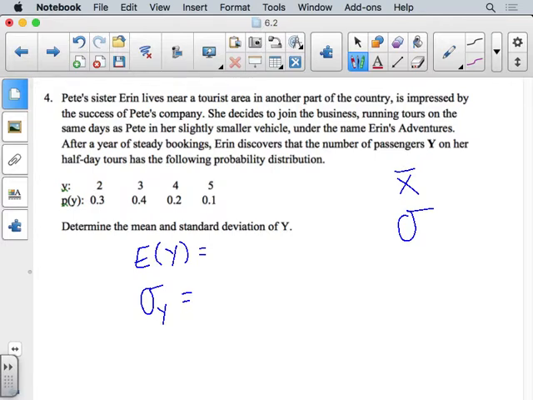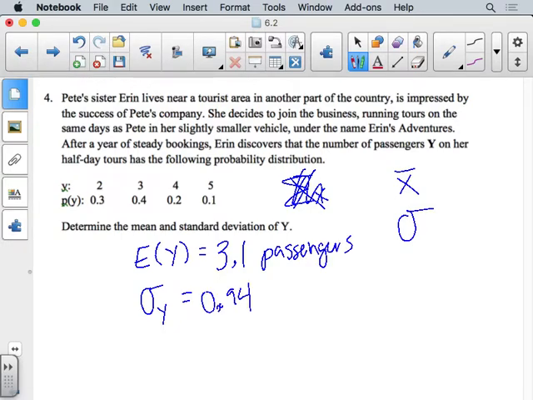The E one is not the mean. You're talking about this symbol, aren't you? Yeah, not that one. Alright, if I did it right the other day, I think it was 3.1 passengers and like a 0.94 standard deviation. So she's got a little bit less passengers than her brother, but a little bit tighter, smaller standard deviation of spread. So there's that.